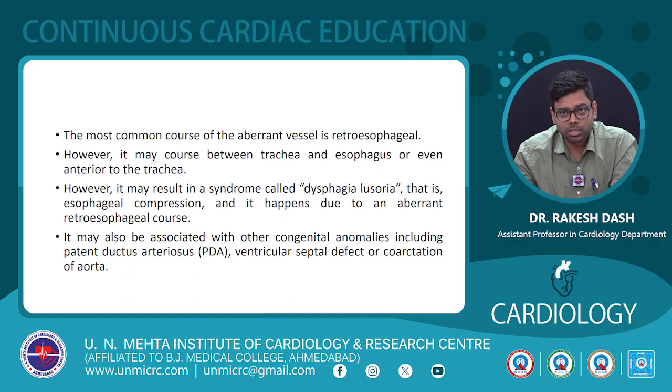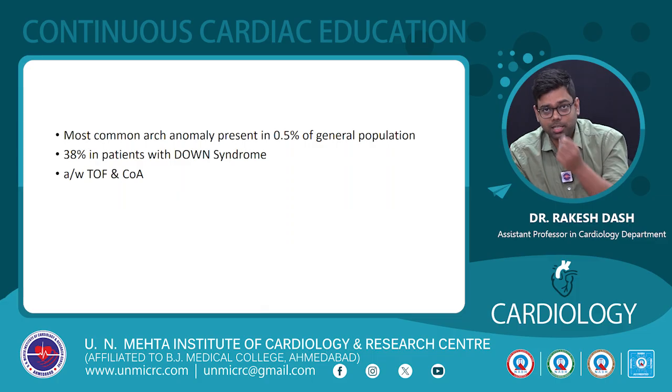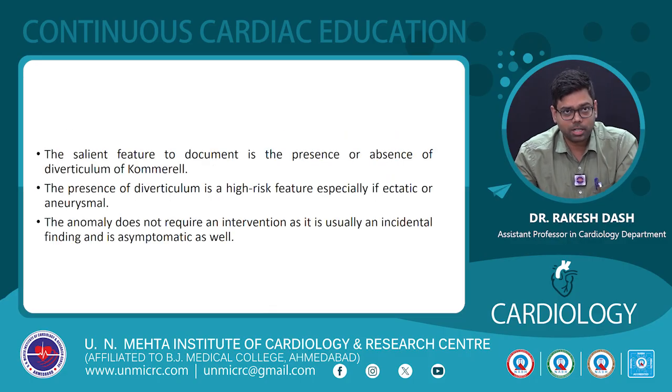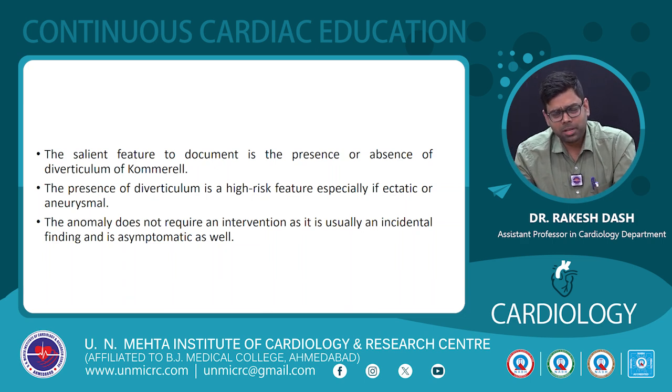They may be associated with congenital anomalies like PDA or VSD or coarctation of the aorta. It is the most common anomaly, encountered in 0.5% of the general population. Patients with Down syndrome may have this. They are associated with TOF and coarctation of the aorta. The aberrant right subclavian artery may be isolated or it may be associated with Kommerell's diverticulum.